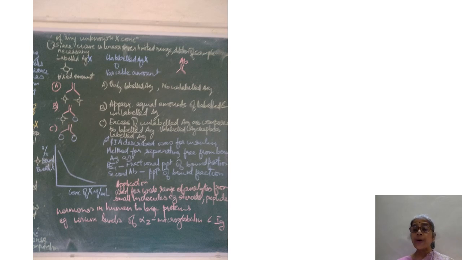So by taking different concentrations of unlabeled antigen and determining the amount of radioactivity present in the antigen antibody complex, we plot a graph between the amount of radioactivity present in the antigen antibody complex against the concentration of unlabeled antigen, and with the help of this graph we can determine the concentration of antigen present in the sample. This method was first applied for insulin.